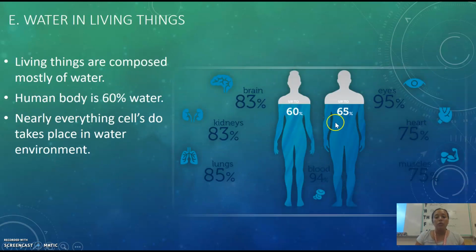Water and living things. Water makes up, because women have less muscle, only 60% for us, 65% for men. But I think this picture is so cool. 75% of your muscles, and eyes are pretty much all water. Your brain, kidneys, and lungs too, so make sure you're drinking your water every day. Living things are composed mostly of water. The human body is about 60% water, and all cells take place in it.